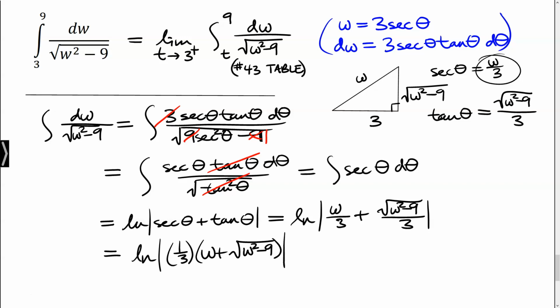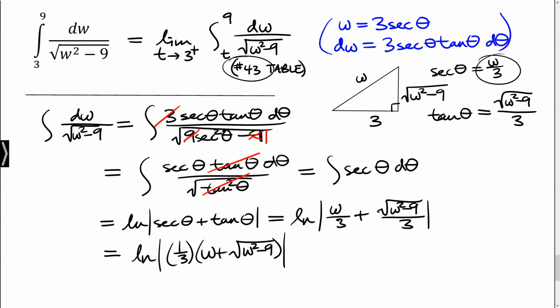The reason I'm doing this is if you were to use this number 43 from the table, it's very interesting that you wouldn't get natural log of w over 3 plus square root w squared minus 9 over 3. You'd actually just get natural log of w plus square root w squared minus 9. And this is something I mentioned in class earlier.